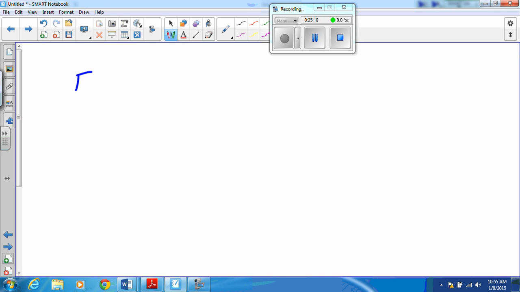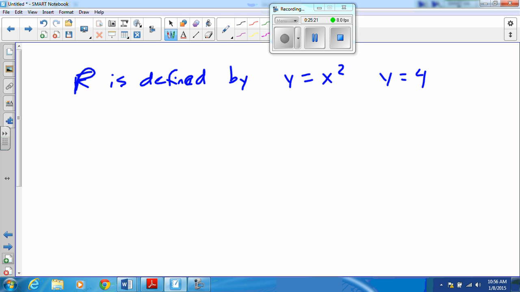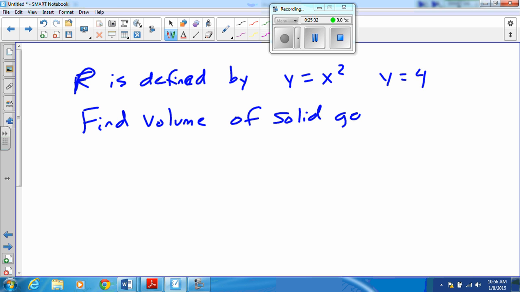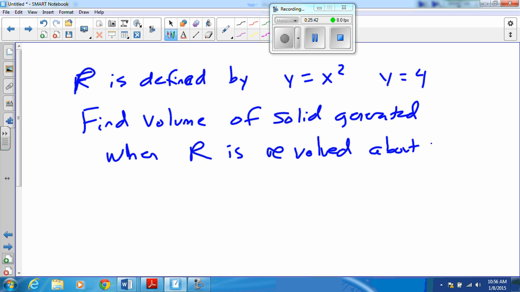See if we can squeeze in one more really fast here. Same region that we had before, y equals x squared and y equals 4. Find the volume of the solid generated when R is revolved about the y-axis.